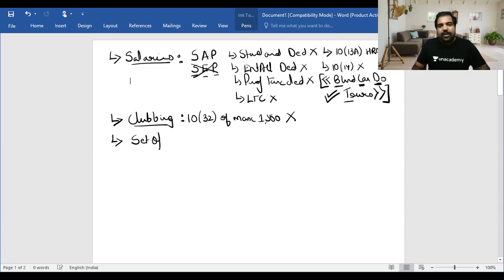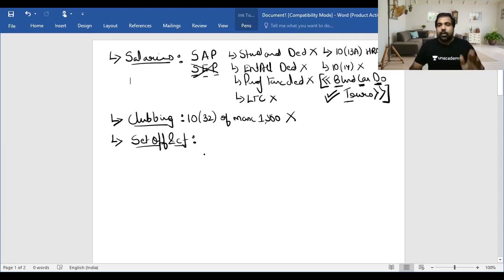Next, in the set off chapter, guys, set off and carry forward, just like the income tax taxes your income. If you have any losses, they first allow you to set it off. My example was a blood bank example, where you ask for blood within the family, then you go outside and then you come back. So set off and carry forward is allowed. It's a great thing, but some set off and carry forward is not allowed. Let me tell you which are not allowed.